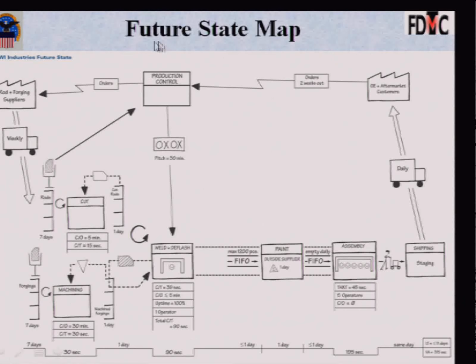So here's a future state map, and again, this future state map is okay when you're trying to go from a current state that produces a left hand and a right hand bracket, and you're trying to go to a future state where you create this dedicated production system for just those two brackets. But again, in a job shop, here are some challenges.